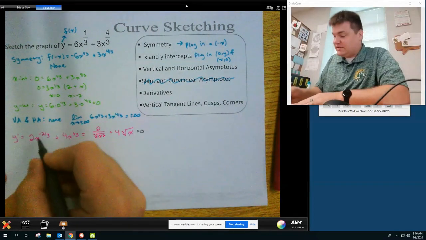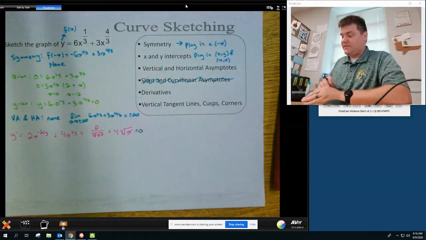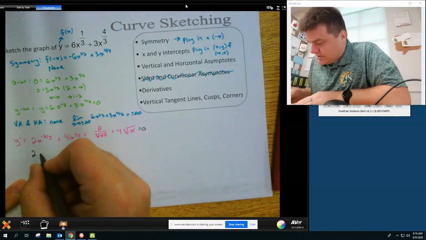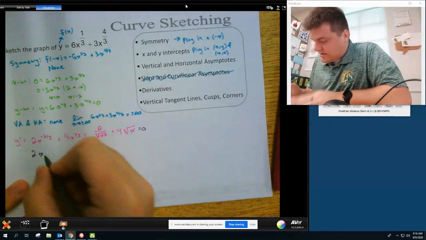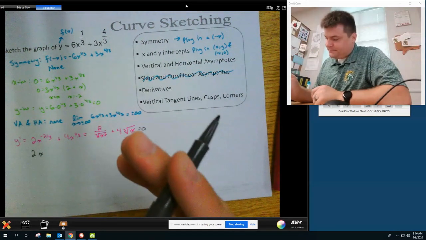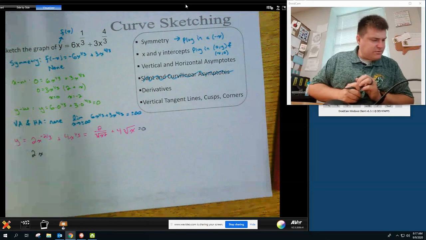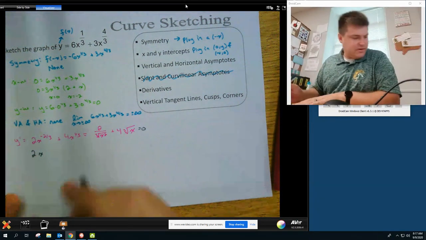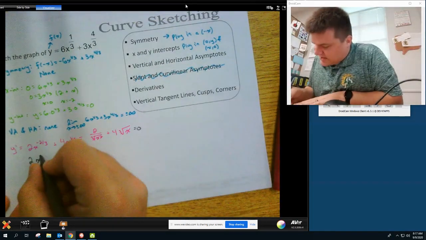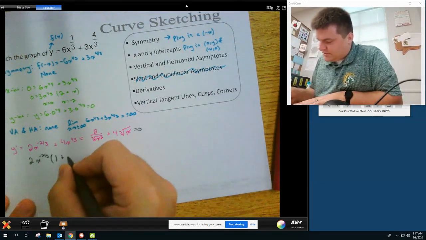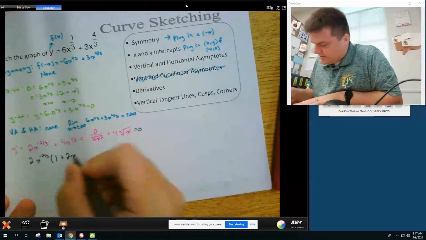But I think it's easier to work with this one because this one has a GCF of 2x to the negative 2/3. Is that going to make our life easier if I do x to the 1/3? I think it's 2/3. Yeah, negative 2/3. That's what I thought of. So I do x to the negative 2/3. That's going to leave me with 1 plus 2x.